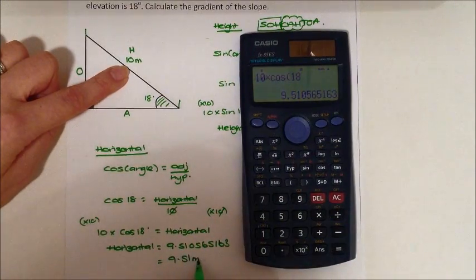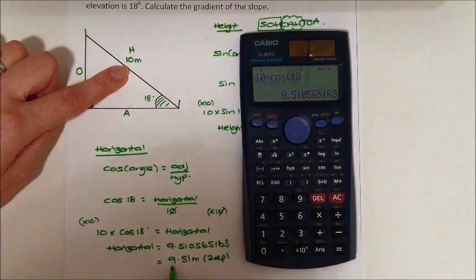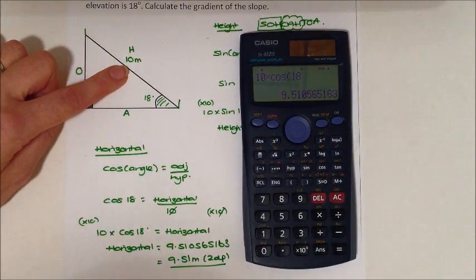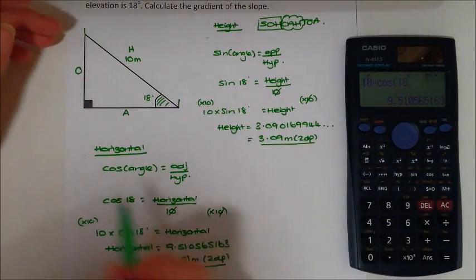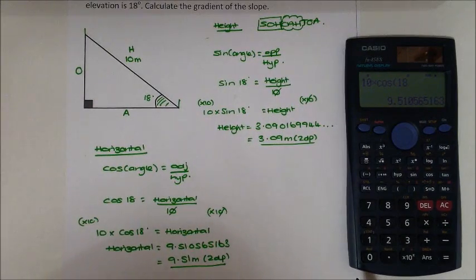So again, I might round it here for just neatness, but when we come to the calculation we're not going to round it. So now we found the height and we found the horizontal. That's the tricky bit.